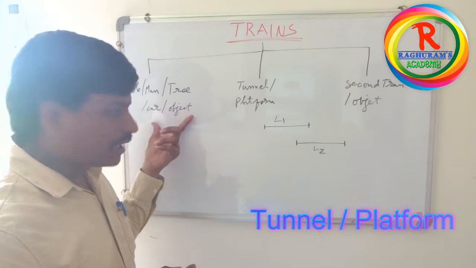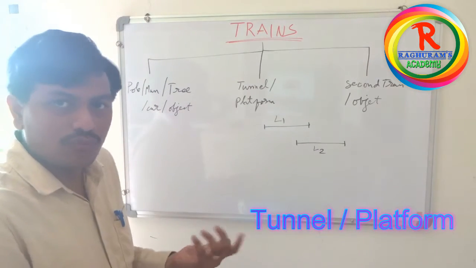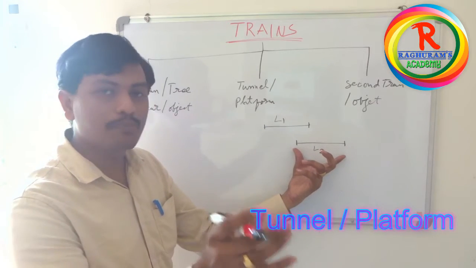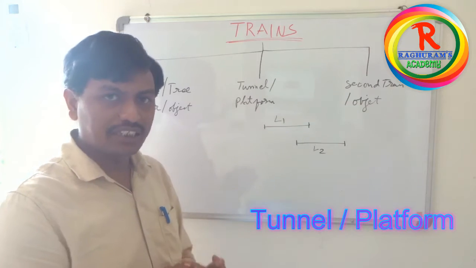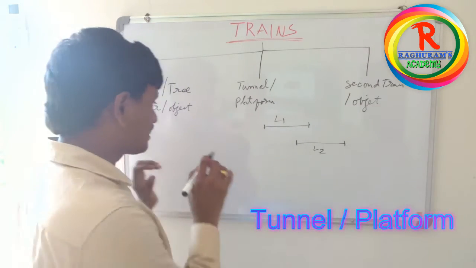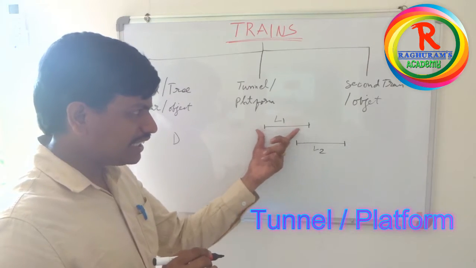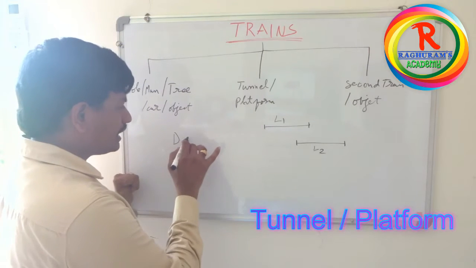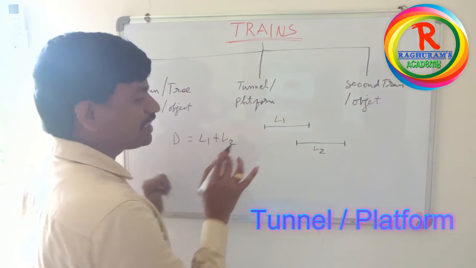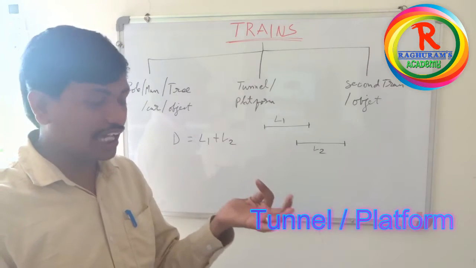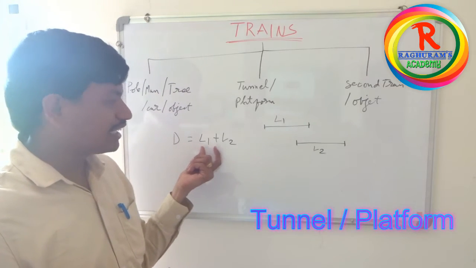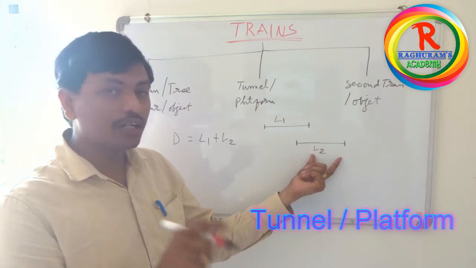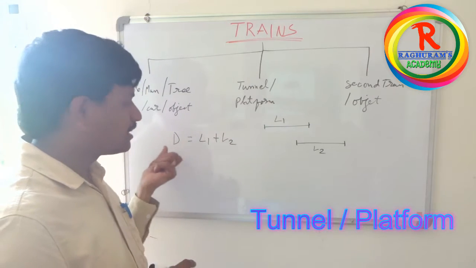In the previous first type, we treat the length of the man, pole, tree, car, whatever, as 0. But here we have to consider the length of the platform or tunnel. Here the train is crossing the platform or the tunnel, so the distance is L1 plus L2. Always we take the three terms: distance, time and speed. The distance is L1 plus L2, that is, train length plus tunnel length or platform length, combinedly taken as the distance.